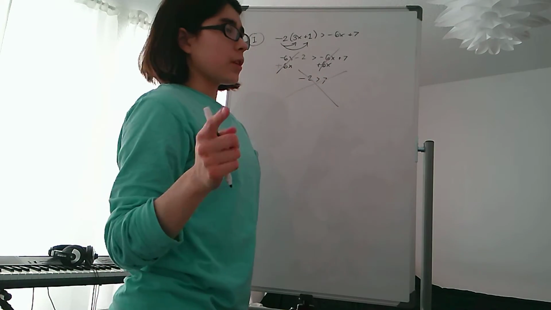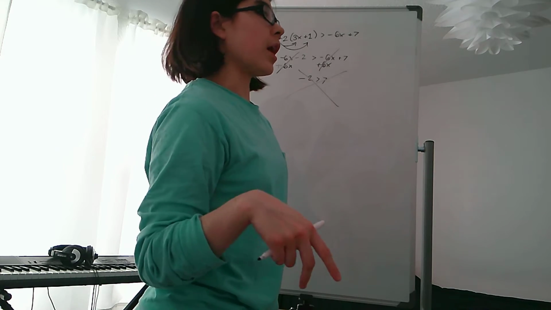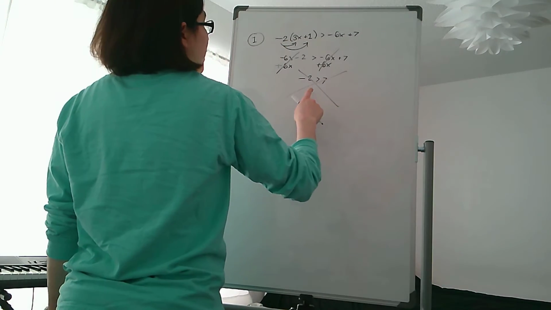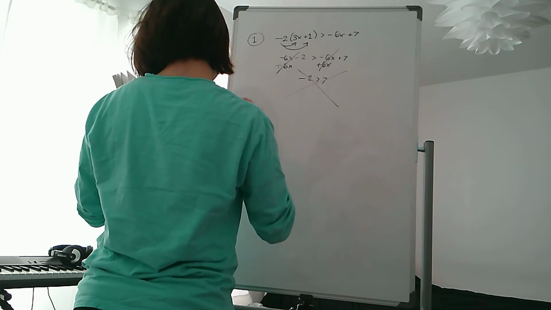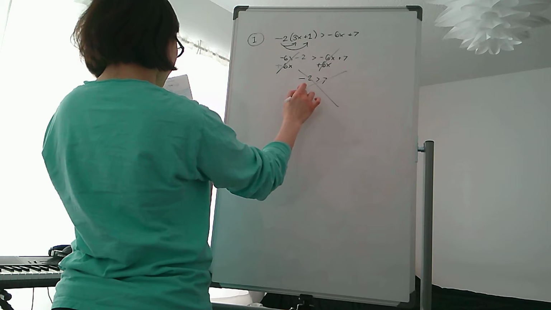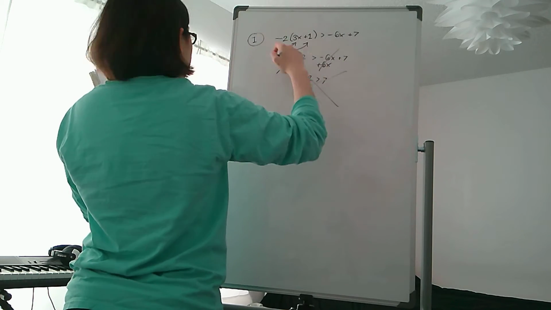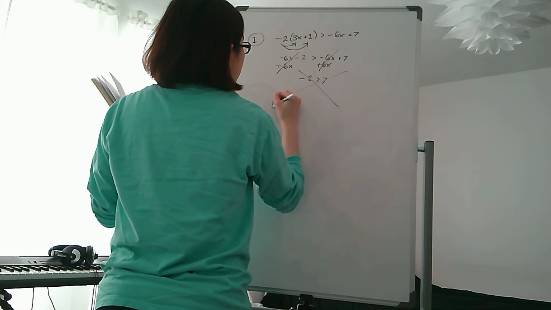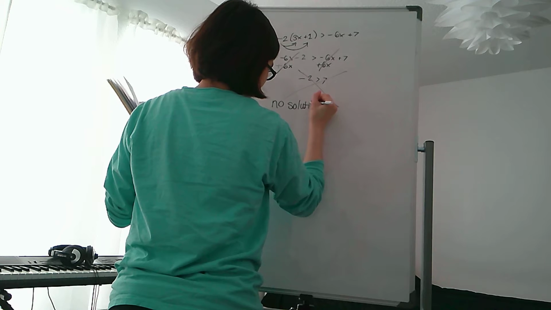The only exception really would be if you considered absolute value, but even in that case, 2 is not bigger, okay? But anyway, negative 2 is not greater than 7, so this is never true. Negative 2 is never greater than 7. So it's false, which means this inequality has no solutions, okay?